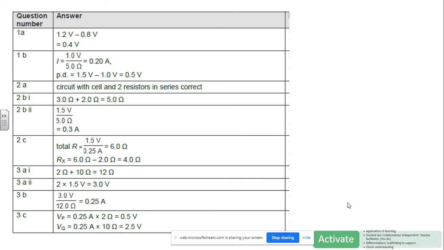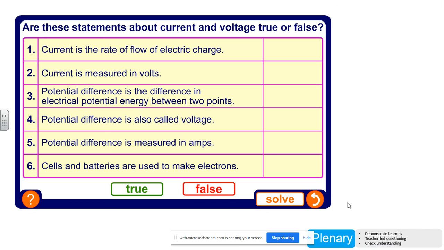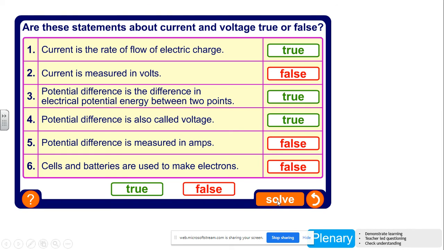So, very easy finishing task. 6 little true or false statements. Pause the video and have a go. And I'm going to solve it now. Bazinga. Did you get them all right?